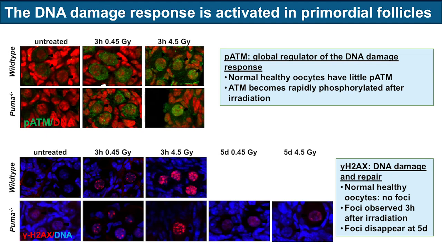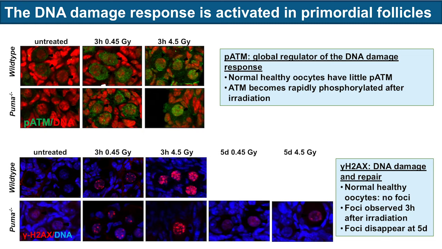Now, one of the jobs of phosphorylated ATM is then to go on and coordinate the DNA repair response. And one of the ways that it does this is by phosphorylating histone H2AX, which becomes known as gamma H2AX. Gamma H2AX then forms foci at the sites of DNA damage, and these foci act like platforms for the recruitment of DNA repair proteins. And so you can really effectively use gamma H2AX to monitor both the induction of repair and then the subsequent resolution of all of the DNA damage.